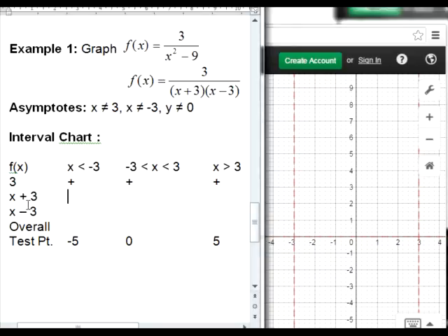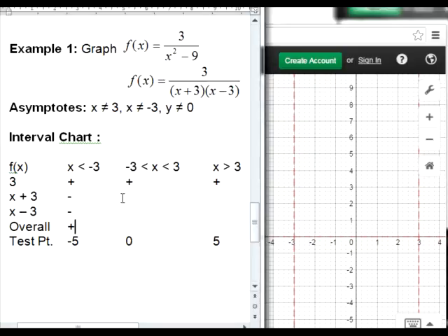If I have this x plus 3 and I plug in a negative 5, negative 5 plus 3 is negative 2, so that's going to be negative. And that will hold no matter what I choose for an x value less than negative 3. It would work for negative 3.01 or negative 100. In the same way, negative 5 minus 3 is also going to be negative. My overall result is going to be positive, because the numerator is positive, this bracket's negative, this bracket's negative, and a positive times a negative times a negative is a positive. So momentarily the graph is going to look like this, and I'll show you in a sec.